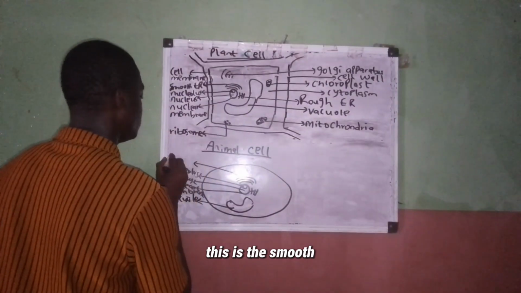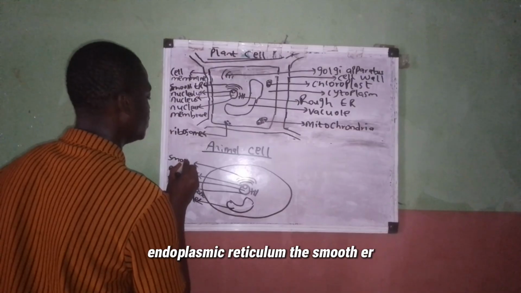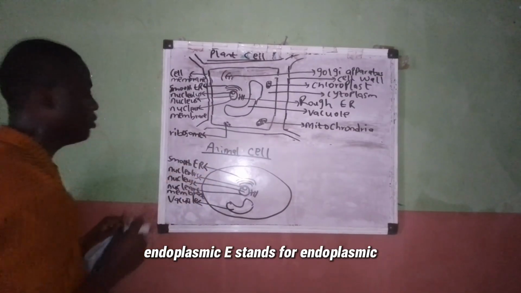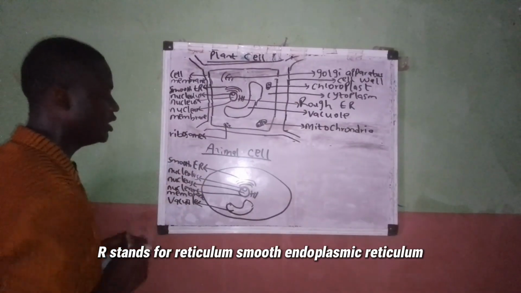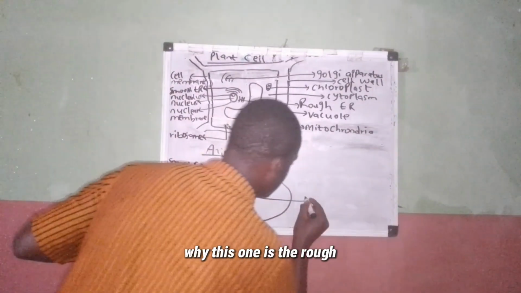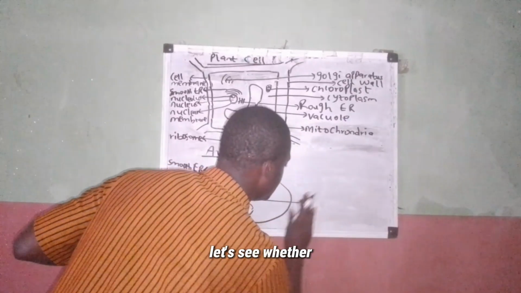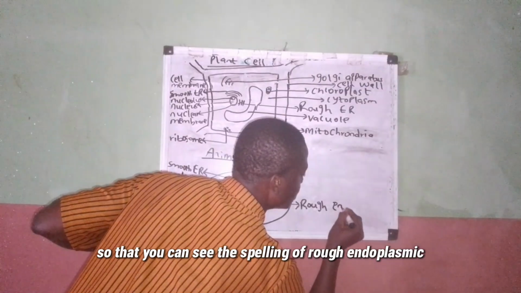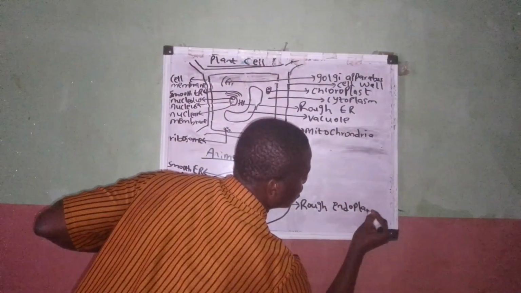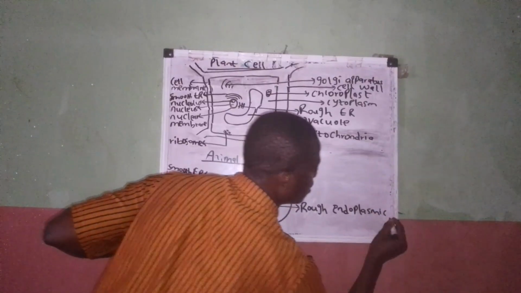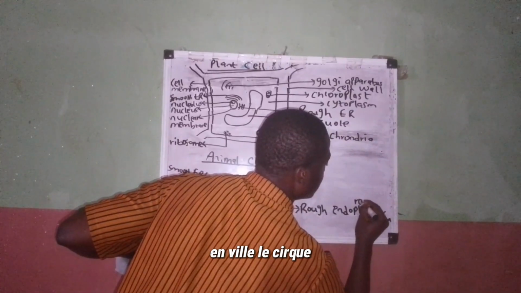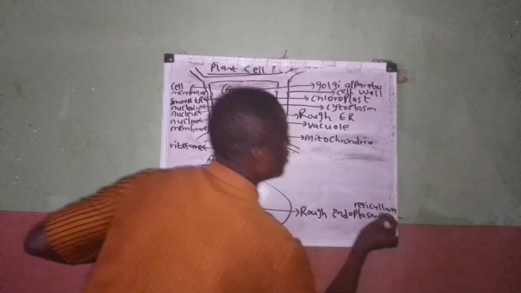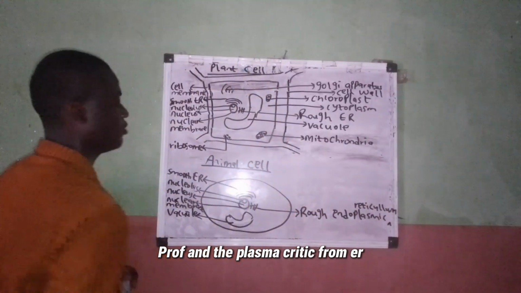This is the smooth endoplasmic reticulum, the smooth ER. E stands for endoplasmic, R stands for reticulum, smooth endoplasmic reticulum. Whereas this one is the rough. You can see the spelling of rough endoplasmic reticulum. Rough endoplasmic reticulum, ER.